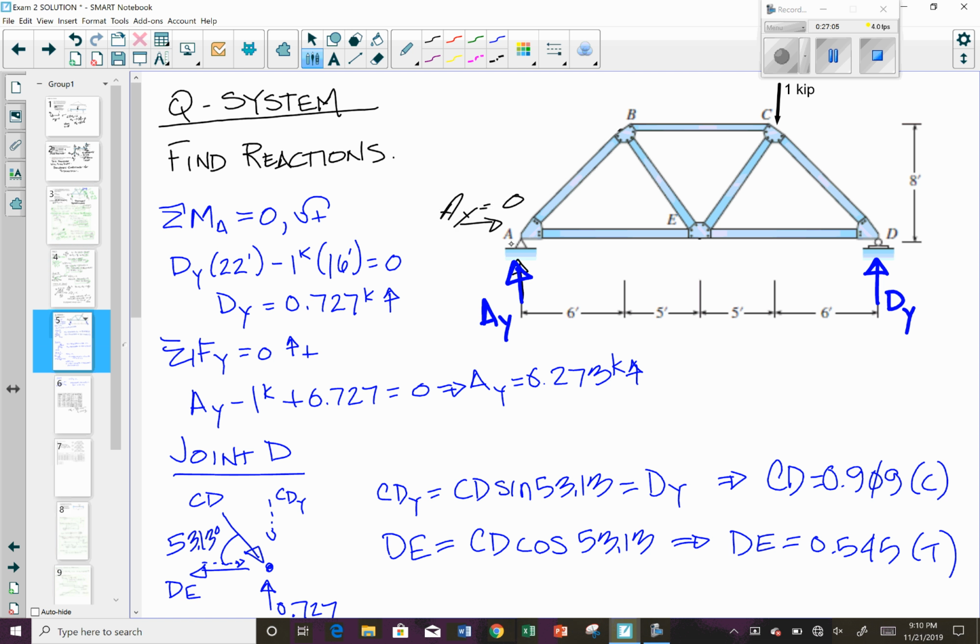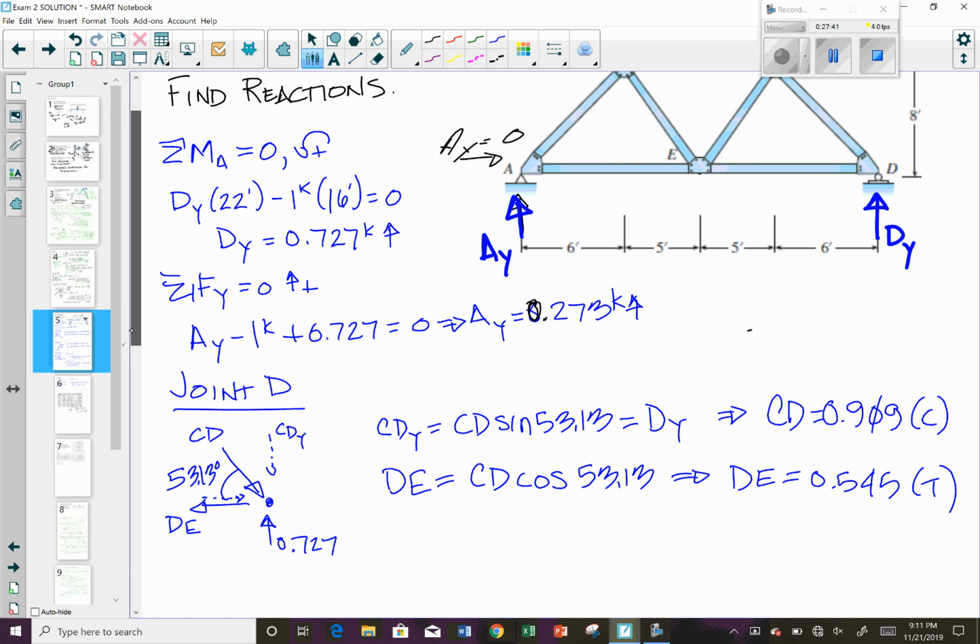We take the sum of the moments about A. This gives us Dy times 22 minus 1 kip times 16 feet. Therefore, my Dy is equal to 0.727 kips going up. And then I just do my sum of my forces. I've got Ay going up minus 1 kip plus 0.727. This gives us Ay is equal to 0.273. Okay, so now I just do method of joints, go through.